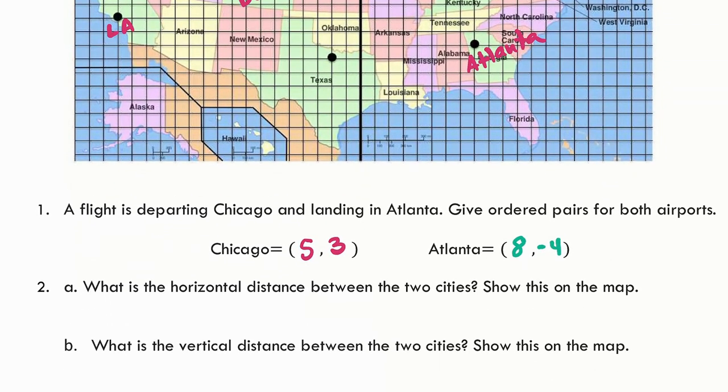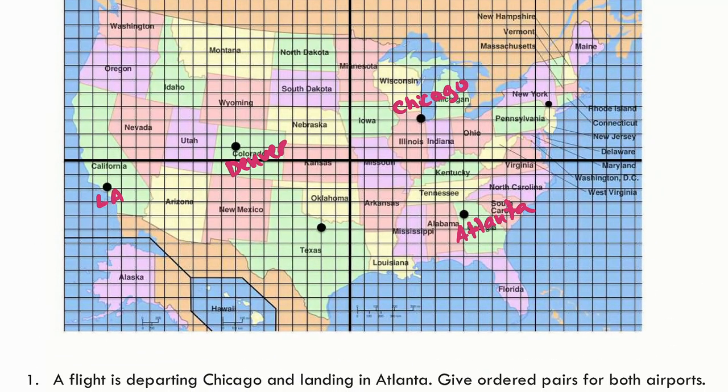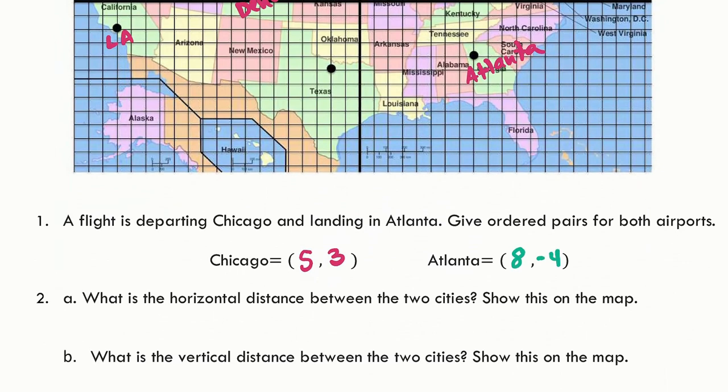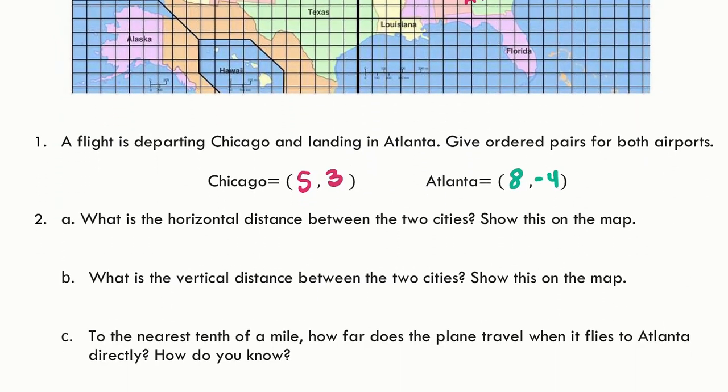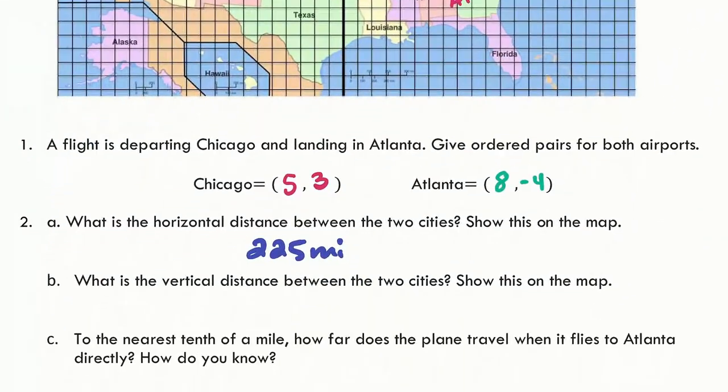All right, and then A asks, what is the horizontal distance between the two cities? And to show it on the map. Showing it on the map is going to help you answer some other questions about it. So to get from Chicago to Atlanta, we're going to go right 3 units. But what is that in miles? So 3 units, if 1 unit is 75 miles, we just multiply those together.